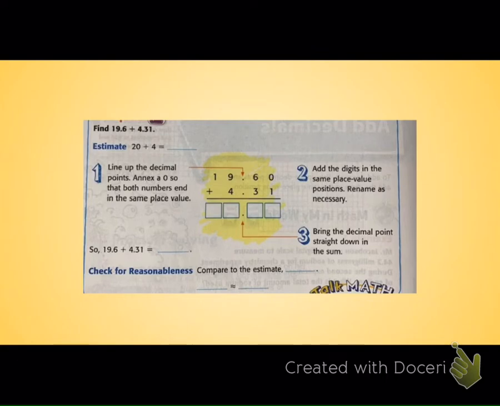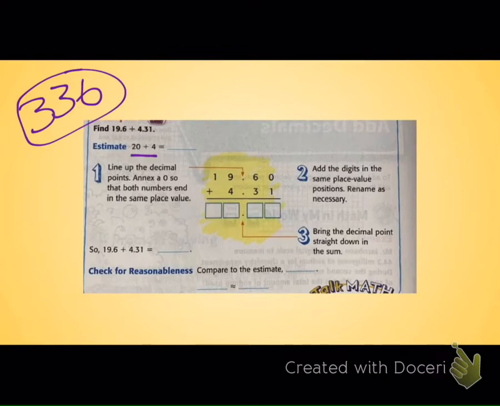All right, if you go ahead and open up your practice book, page 336. I'll go ahead and write it right here. Page 336 for me. We're going to go ahead and work through this problem together. The first thing we want to do is figure out our estimate, and you can see that they have done that for us here. They've changed 19 and 6/10 to 20, and 4 and 31 hundredths to 4. 20 plus 4 is 24. So that is our estimate. We want to check that when we get done.